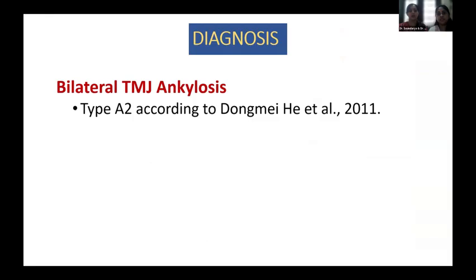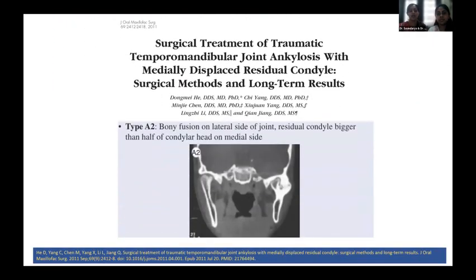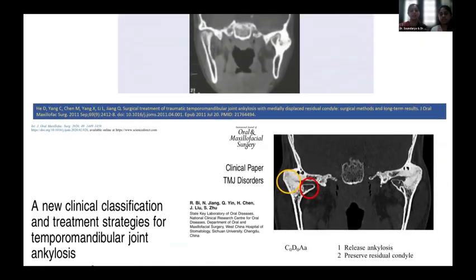Coming to the diagnosis, we would diagnose this case as bilateral temporomandibular joint ankylosis and classify it as type A2 according to the He et al. classification given in 2011. According to this classification, type A2 signifies a bony fusion on the lateral side of the joint and a residual condyle that is bigger than half of the condylar head on the medial side. So this case correctly fits into this classification.